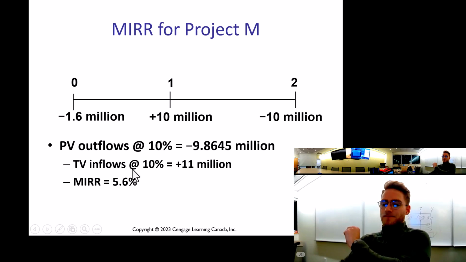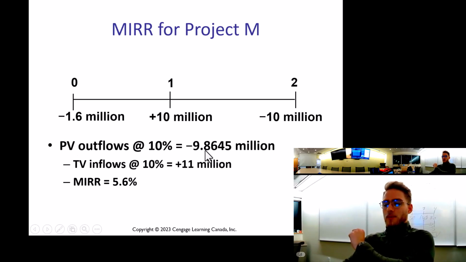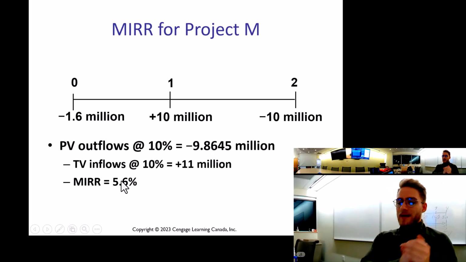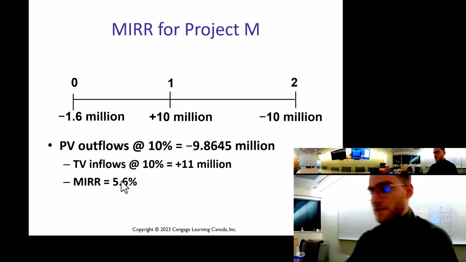So basically, in today's dollars, the cost of this project is 9.86 million, and the future value of all the cash inflows that I'm going to receive is $11 million, okay? I bring back this $11 million to wipe out my $9.86 million cost. That rate that I bring it back at, that's my modified internal rate of return of 5.6%.